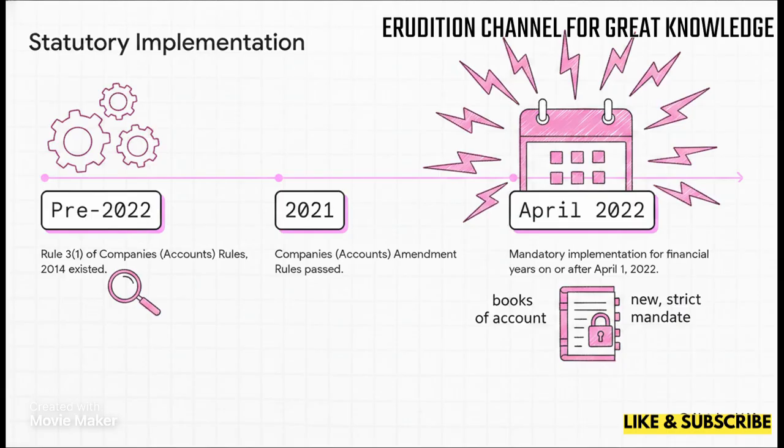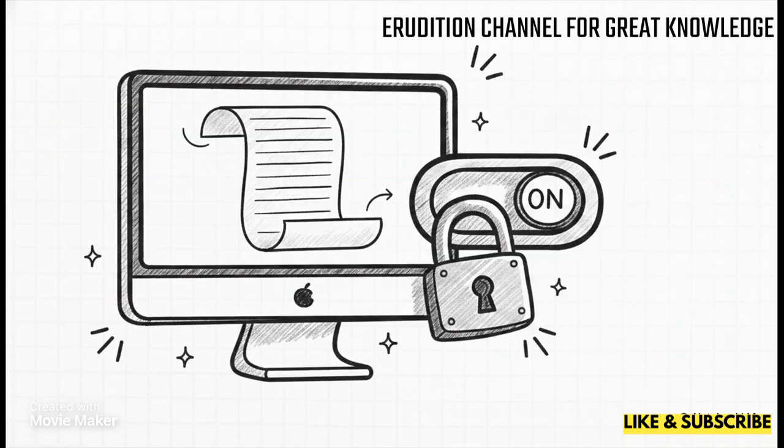For any financial year starting on or after April 1, 2022, every single company using accounting software to maintain its books is legally bound by a strict new mandate. So, what exactly does this mandate demand? Well, the law dictates that companies can only use accounting software that has a built-in feature to record an audit trail for every single transaction.